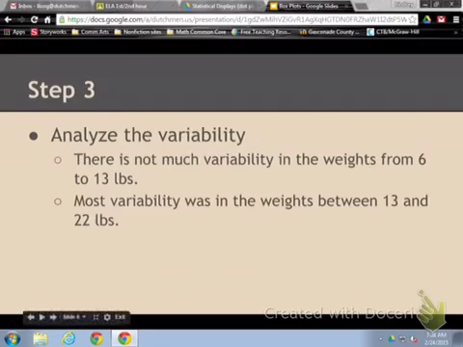Third step, we need to analyze the variability. That just means to tell what it shows us. So, we can look at our chart and see that there isn't much variability in the weights from 6 to 13 pounds. Most of them fall right within there. But we can see that there is a lot of change in the weights between 13 and 22 because there's a wider span between those.